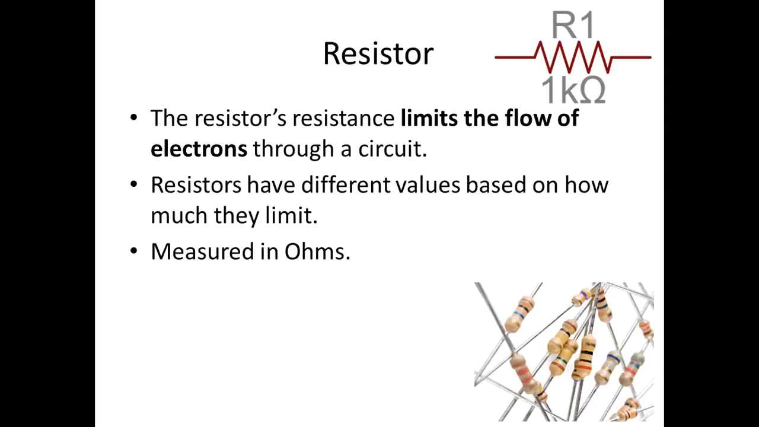First up is the most basic component, the resistor. The resistor's resistance limits the flow of electrons through a circuit. In other words, what it does is it takes too much power and pares it down so that there's just enough power flowing to the components so that they don't blow up. Resistors have different values based on how much they limit, and they're measured in ohms. Ohms are generally the unit used for resistance. You can see here that the symbol for ohms is the omega symbol.